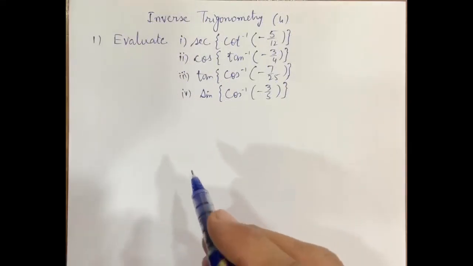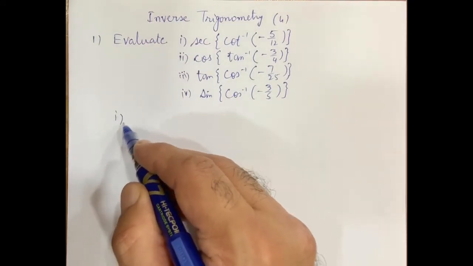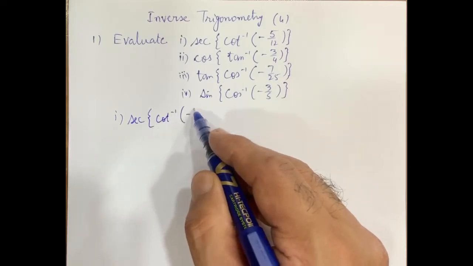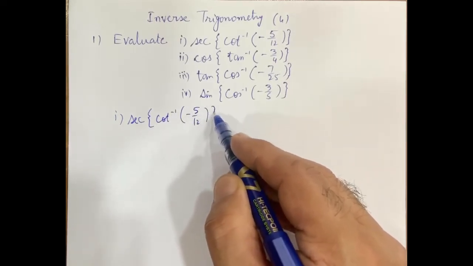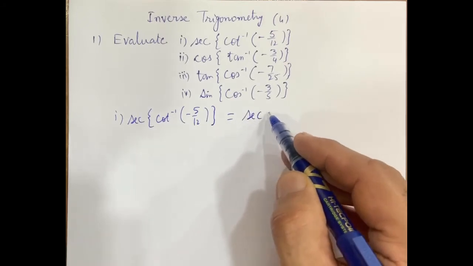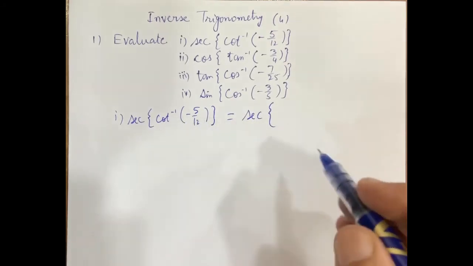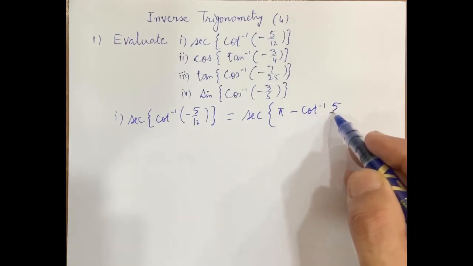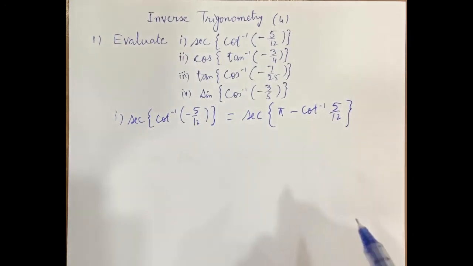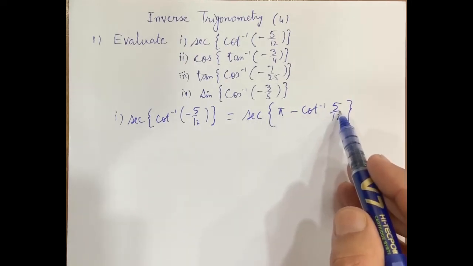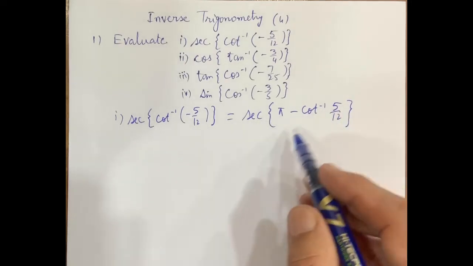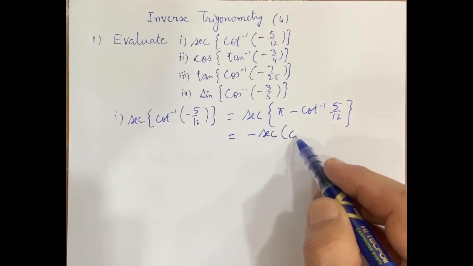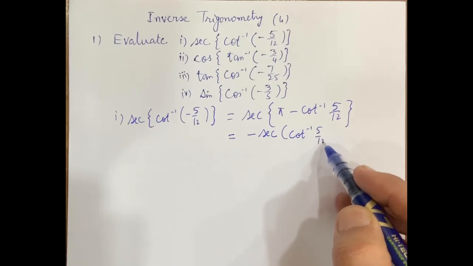5 questions. First part, we have to evaluate secant of cot inverse of minus 5 by 12. This is secant of, cot inverse of minus x is pi minus cot inverse of x. This is 5 by 12. Then secant of pi minus theta, this will be some angle. Secant of pi minus theta using allied angle formulas, this is minus secant of theta, cot inverse of 5 by 12.